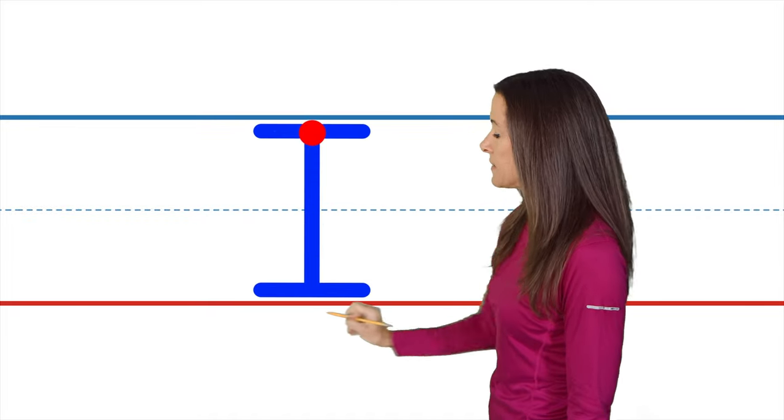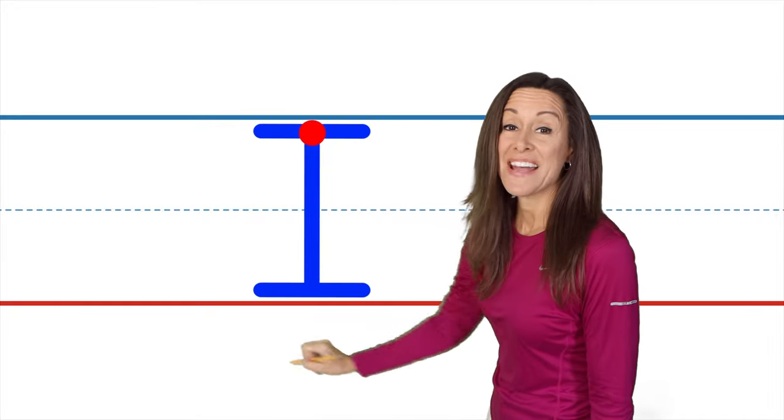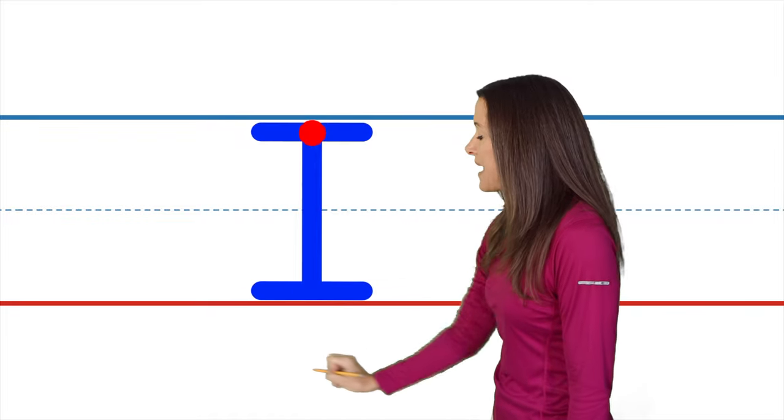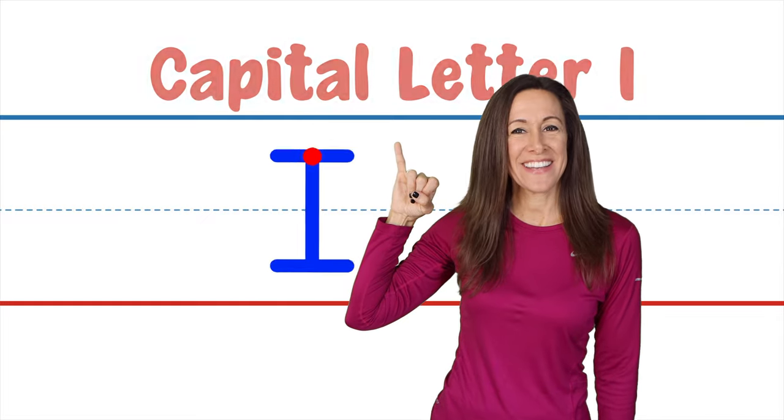At the top and at the bottom, I: straight down, across at the top and at the bottom. Capital letter I.